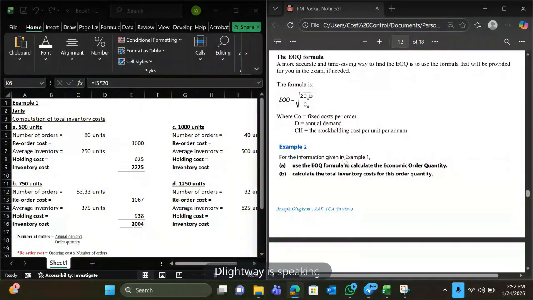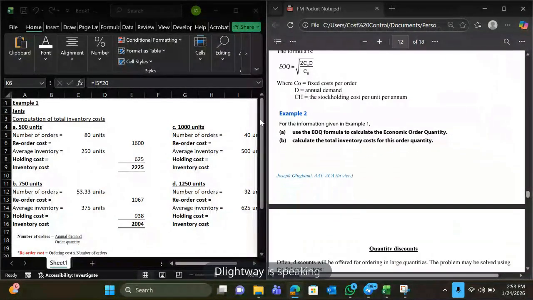So basically now we'll be looking at the EOQ formula itself. A more accurate and time-saving way to find the EOQ is to use the formula that will be provided for you in the exam, of course. The formula is EOQ equals the square root of 2 times the ordering cost multiplied by the annual demand, that's D, divided by the holding cost, that's CH. CO is the fixed cost per order, D is the annual demand, and CH is the stock holding cost per unit per annum, as the cost of holding inventory.